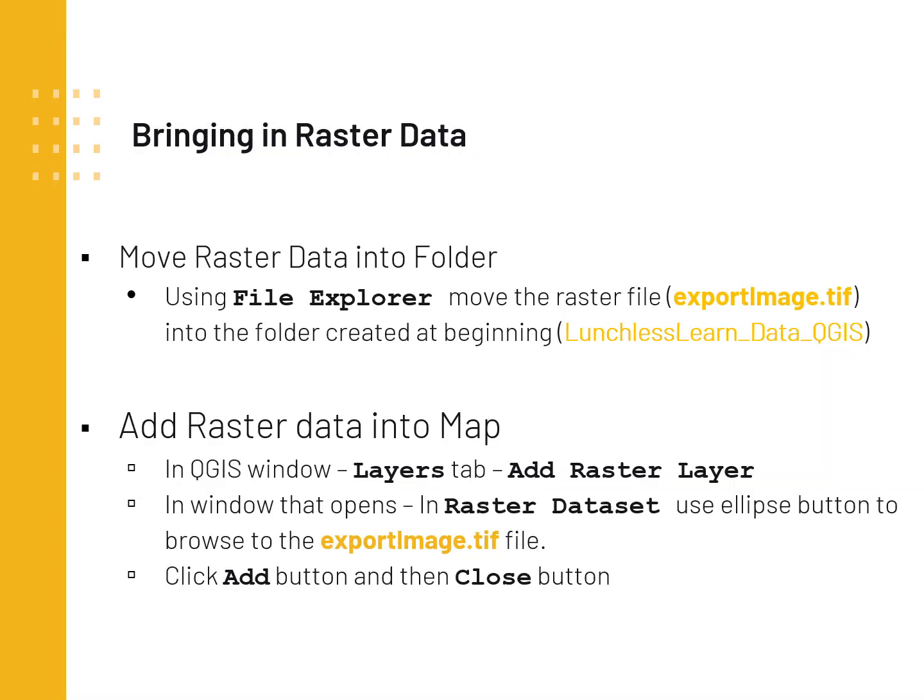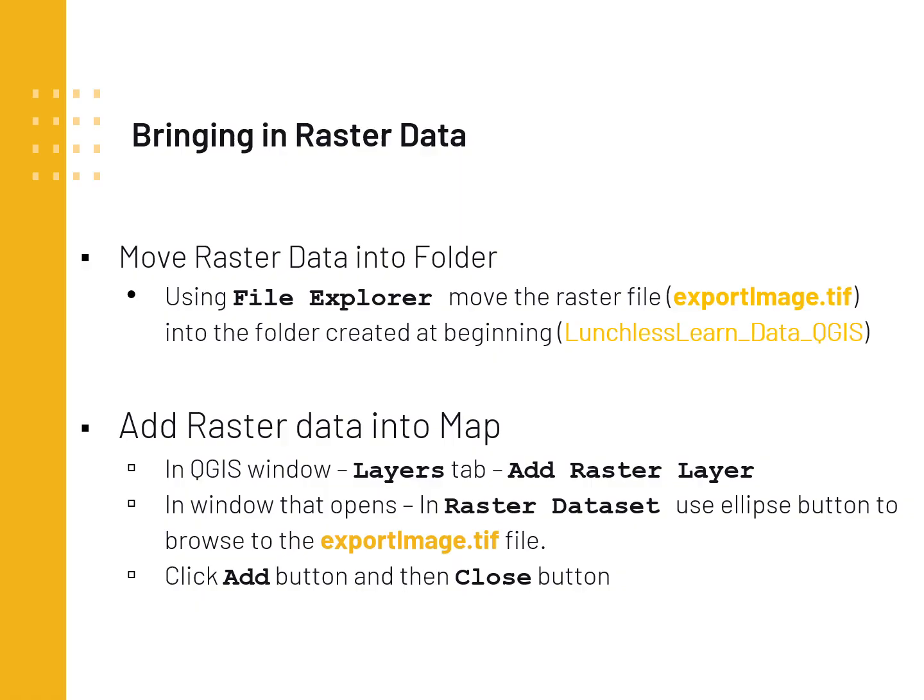So now that we've downloaded the file, we want to move the raster data into our project folder with the rest of our data. So using the File Explorer, you're going to move the raster, which by default should be called exportimage.tif, into the folder that we created at the beginning of the Lunchless Learn, and that's lunchlesslearn_data_QGIS.